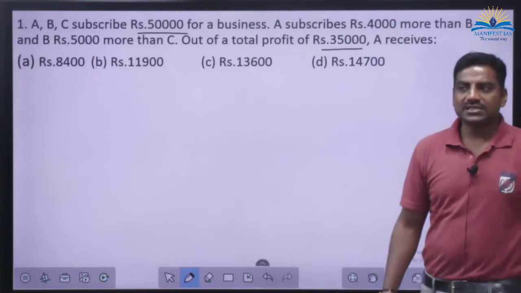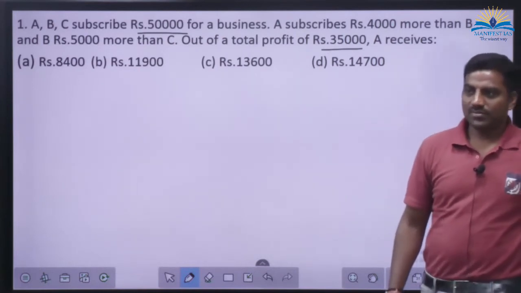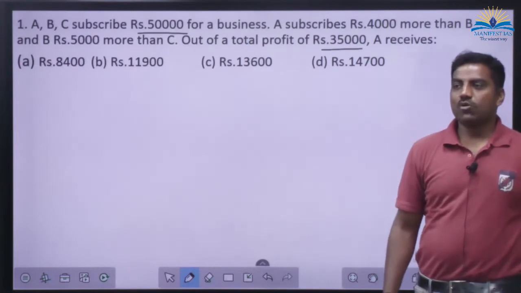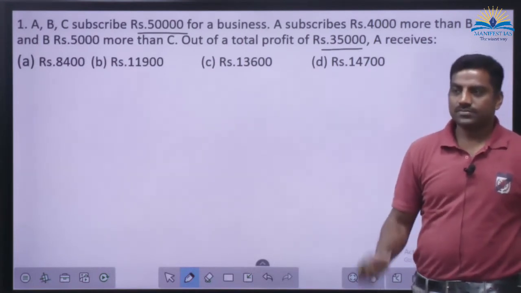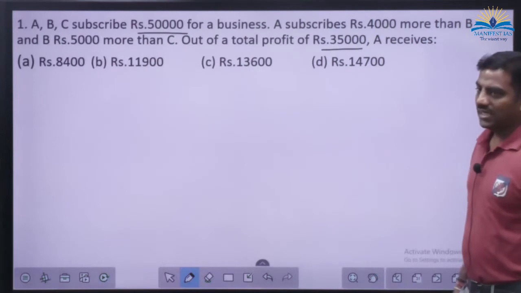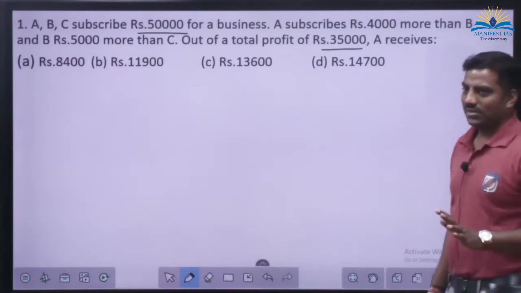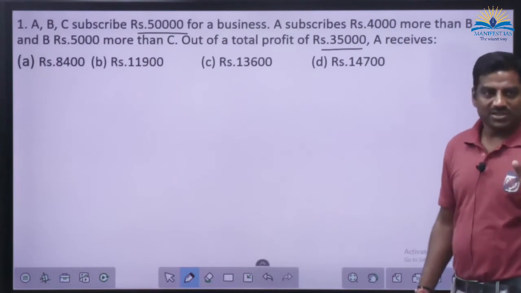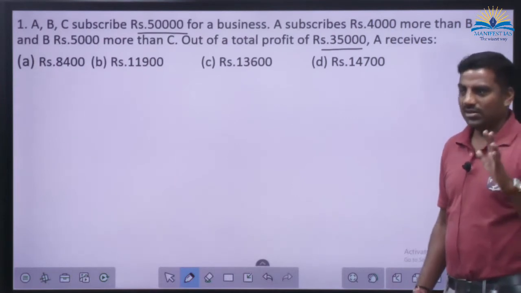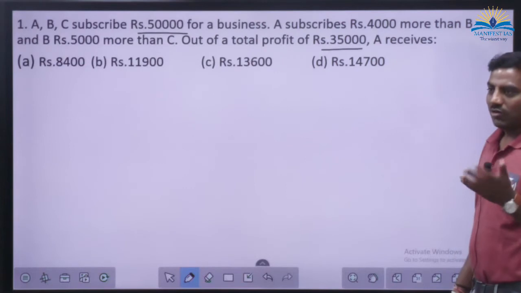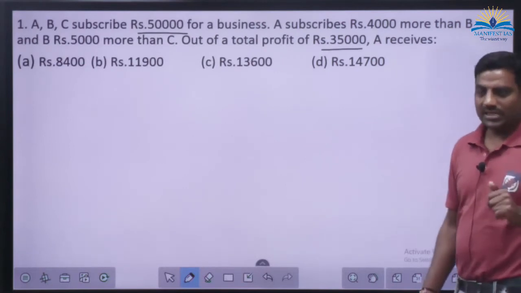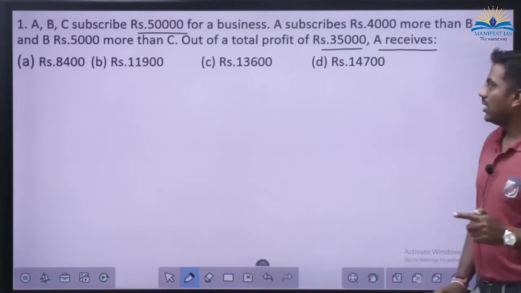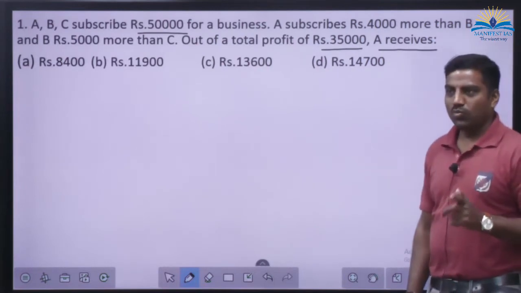Who is investing the highest amount here? Among A, B, C, who has invested more? Simple. Who has invested the least? Simple. If you consider A is the highest investor, C is the least investor, B is the moderate. So if you have that clarity, your solution will become very simple. Now, A should receive more than 1/3?